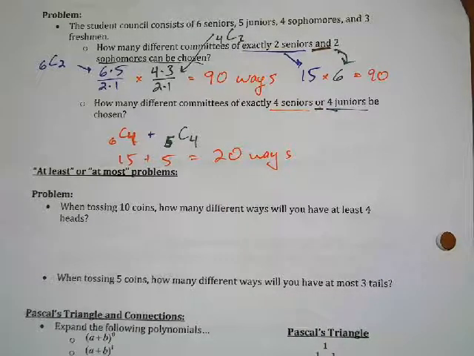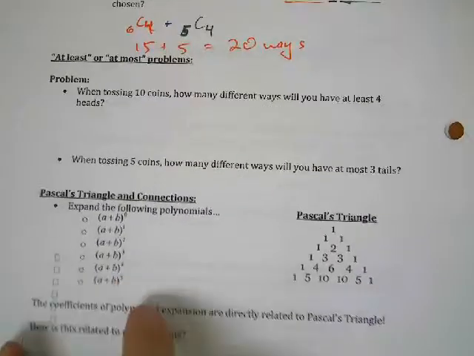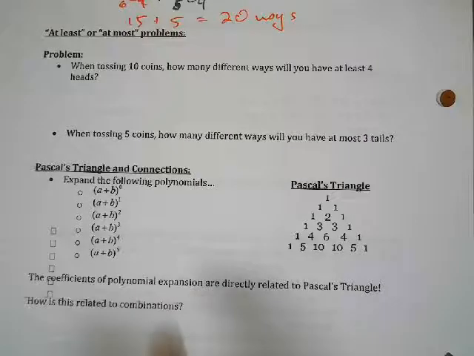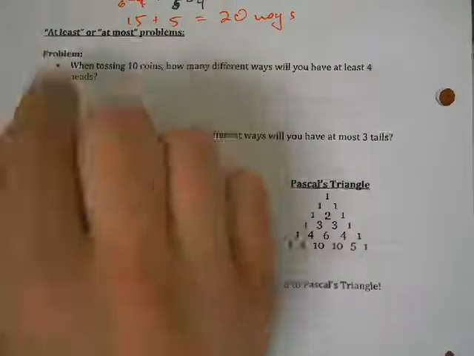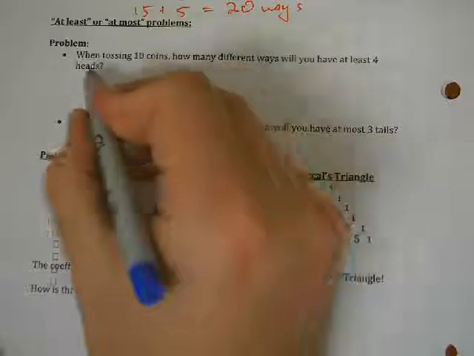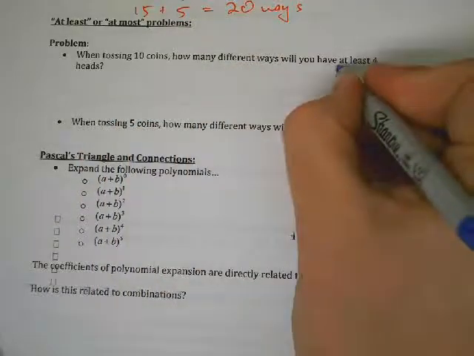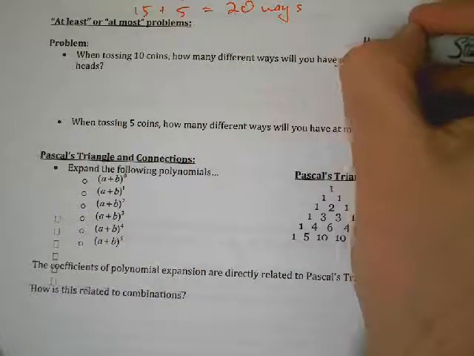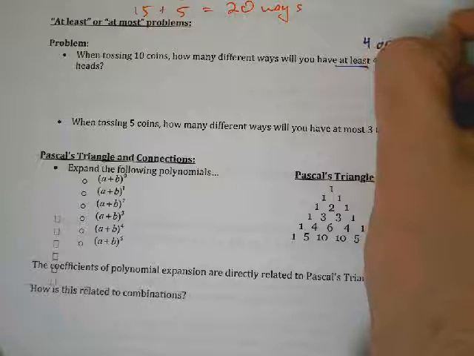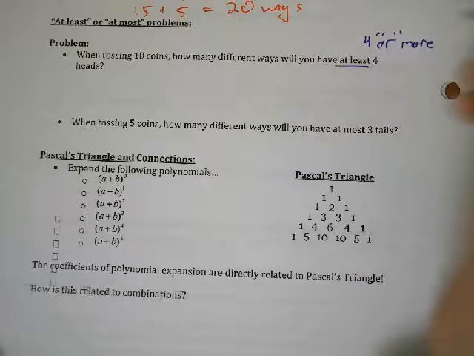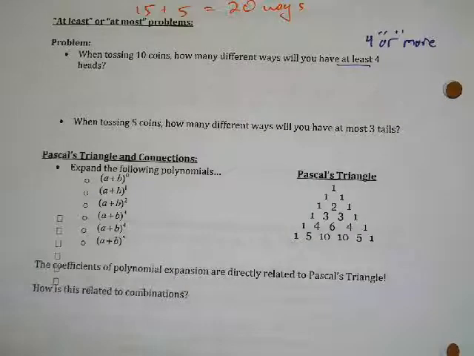So finally, that takes us to one last type of problem. It's the at least or at most problems. At least means, read the problem, tossing 10 coins, how many different ways do we have at least 4 heads? At least means 4 or more. Notice that keyword or. So when we see that, we're going to add a bunch of our results together.